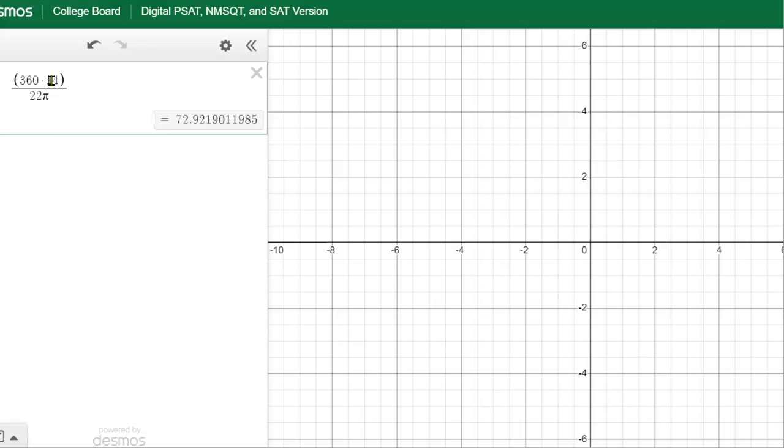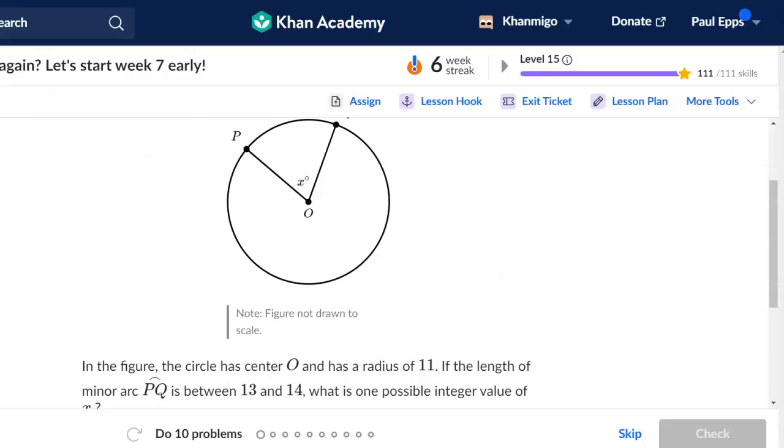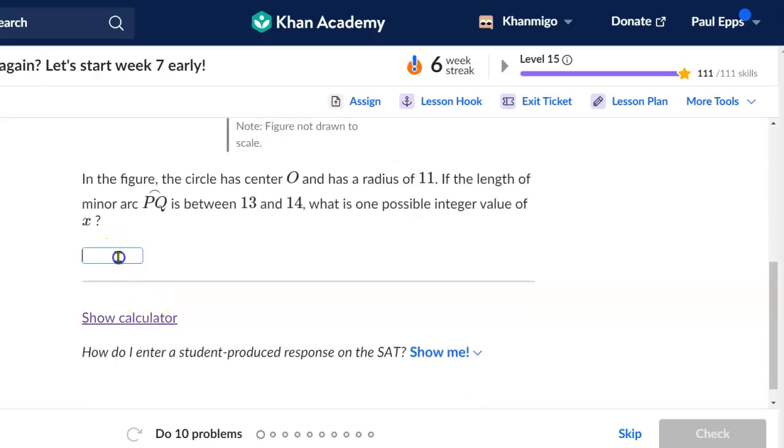All right, we need some integer that is going to work for this. So this answer is 72.9 something. What if the number was 13? It goes all the way down to 67. So it's some number between 67 and 72. I guess we could use 70. That should work. So let's go back here and try putting in a number like 70.